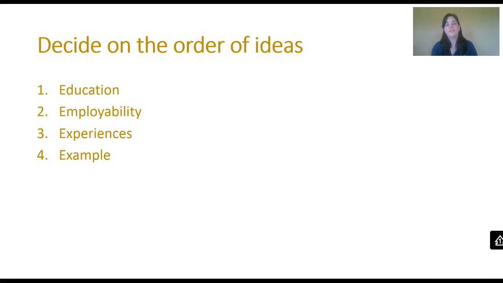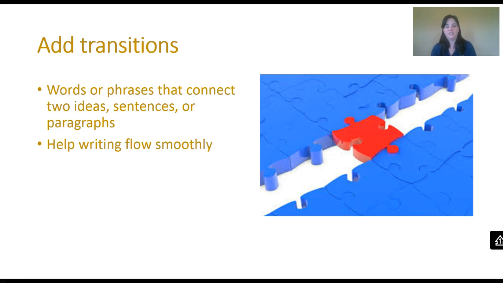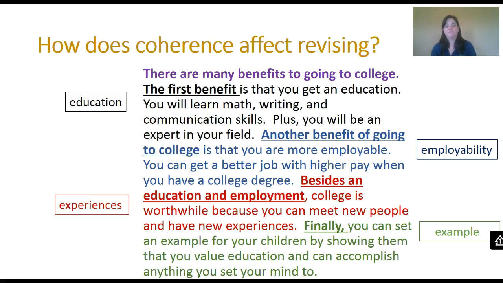There's one other thing we need to do, and that is to add transitions. Transitions are words or phrases that connect your ideas, sentences, and paragraphs to help your writing flow more smoothly. They show when you're moving from one idea or paragraph or sentence to the next so that it doesn't seem like you're bouncing around. Let's look at a revised paragraph, the same paragraph, just reorganized and with transitions included.